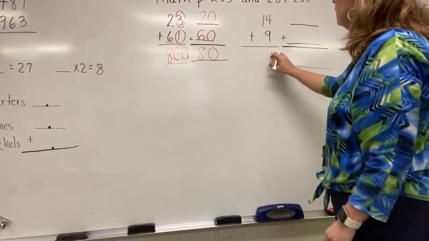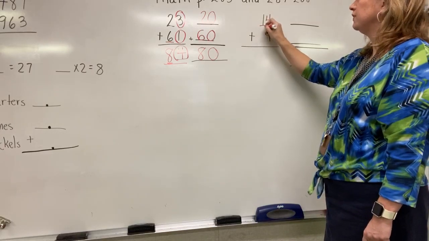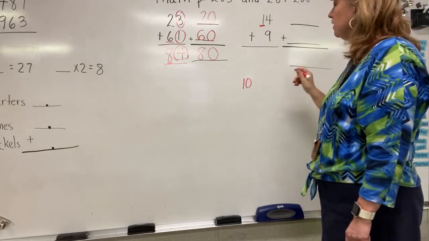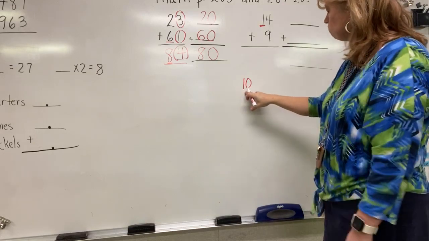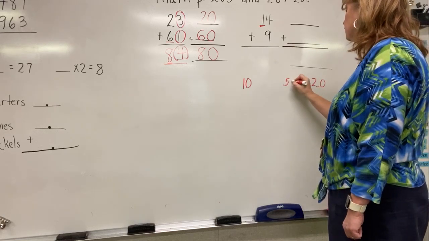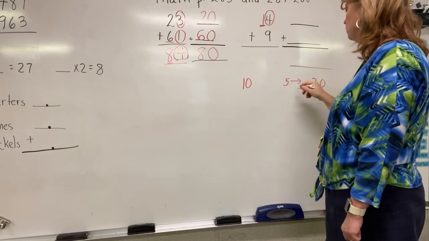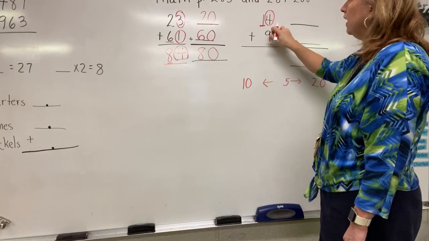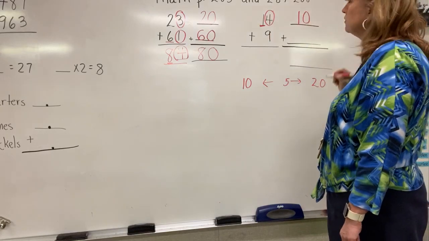All right, the next problem is 14. We have to look at the tens place. It is a 1, so we make it a 10. What comes after 10 when we're counting by tens? 20. If the ones place is greater than 5, it's going to round up to 20. If it's less than 5, it's going to round to 10. And 4 is less than 5, so we put a 10. Make sure your zeros are nice and neat.